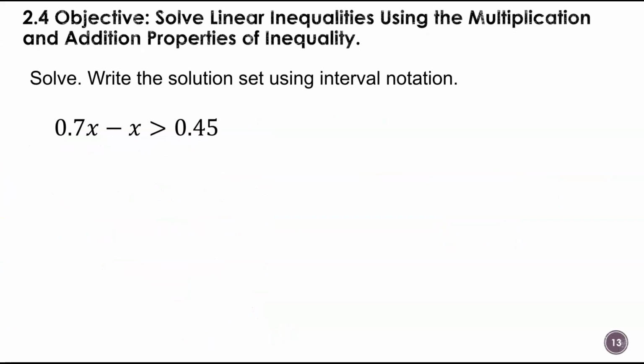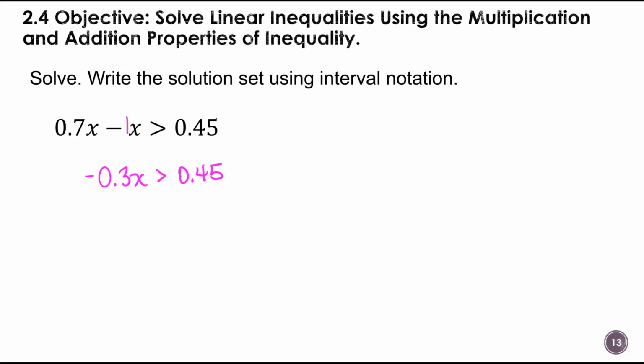Okay, let's see what's next. So here's the next inequality we're solving. On this, we notice that we have like terms on the left-hand side, so we're going to combine those, which gives us negative 0.3x is greater than 0.45. It's not necessary to clear decimals. You could if you wanted to. That would just be up to you.